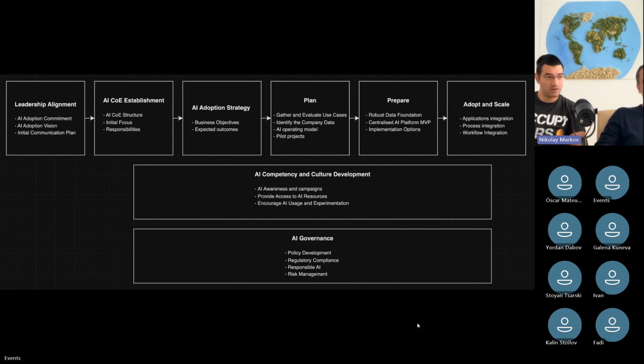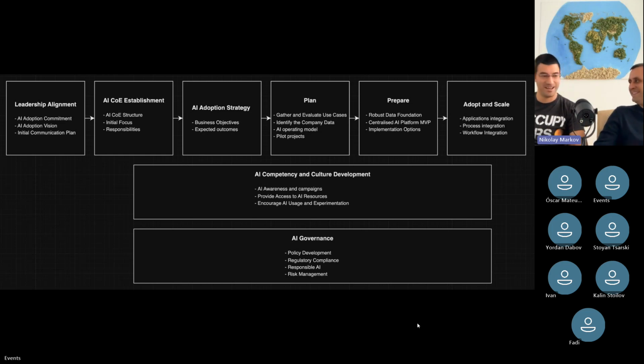As you see here, the next step is AI adoption strategy, but as you see in the boxes below, especially the first box, we have AI competency and culture development. And as we mentioned, it's really, really important for this to be the very first task. You probably need to stretch this all the way to the left. Yeah, by the way, this may be a good suggestion.